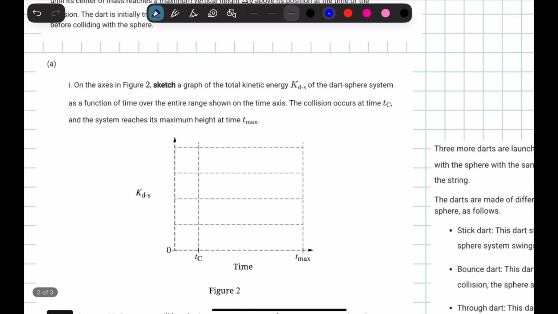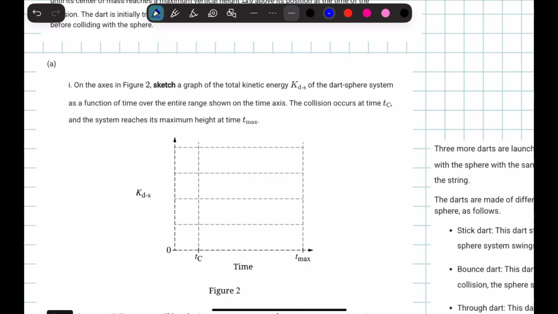So A: on the axis in Figure 2, sketch a graph of the total kinetic energy K_DS of the dart-sphere system as a function of time over the entire range shown on the time axis. The collision occurs at time t_c and the system reaches its maximum height at time t_max. So what does this graph represent?